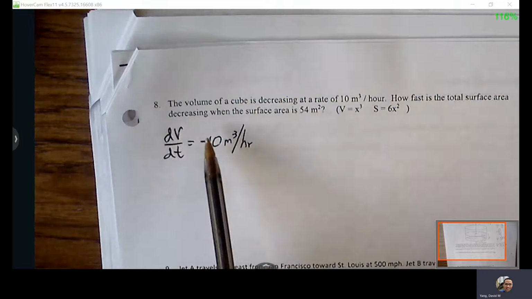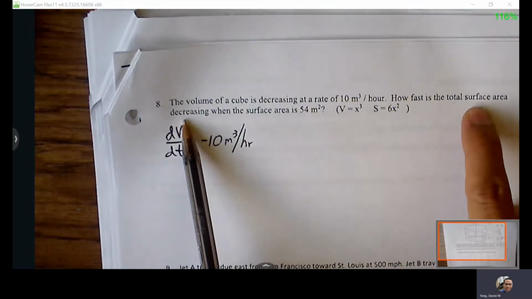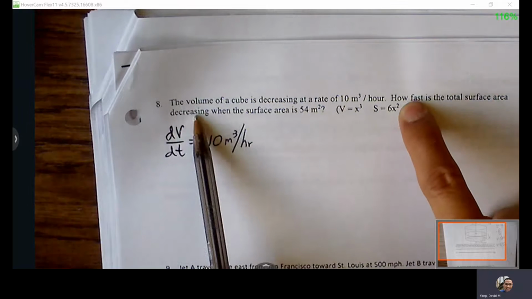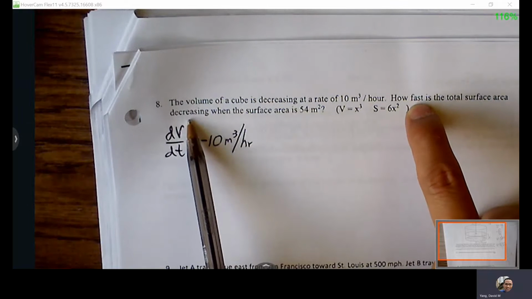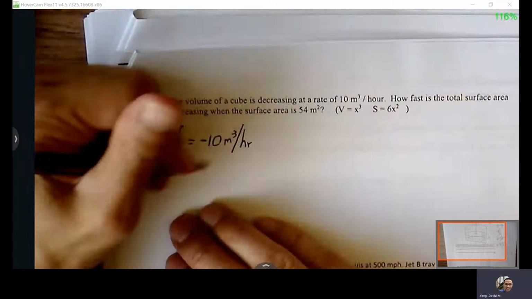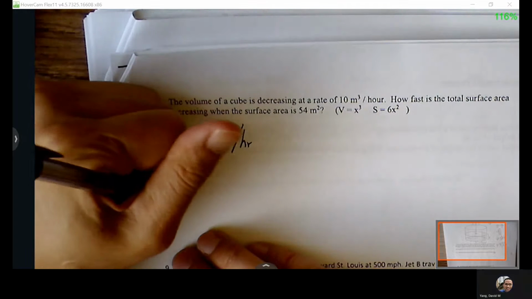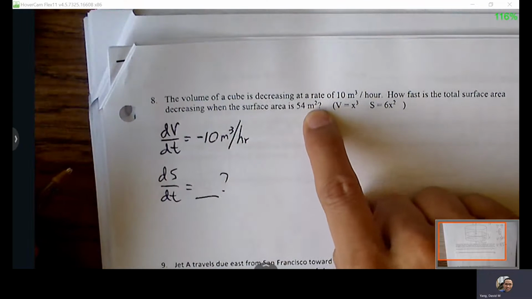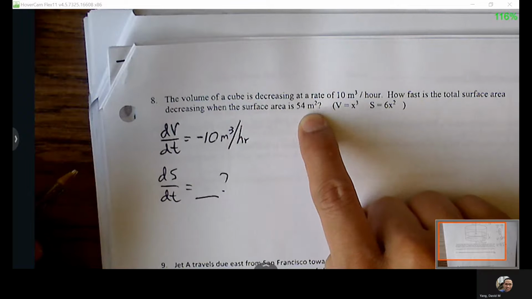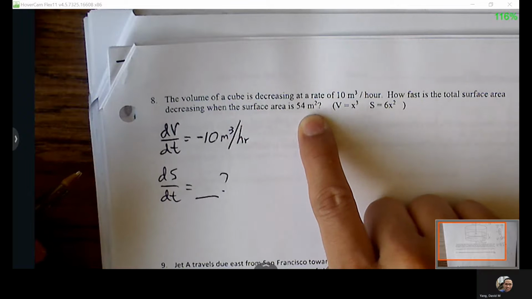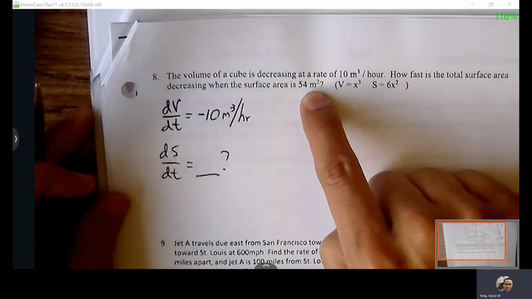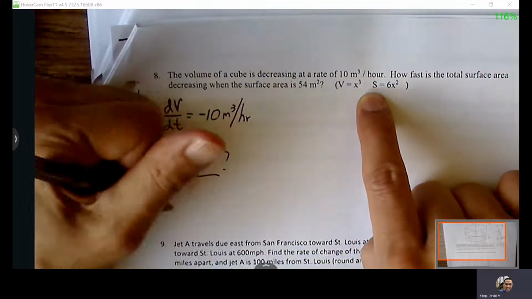Okay, how fast is the total surface area decreasing? What are we looking for? dS/dt. Surface area decreasing fast. Those are all words to indicate that time is involved. There's a rate of change involved. When the surface area is 54 square meters. That's just what? Just S, right? Just S. Okay.